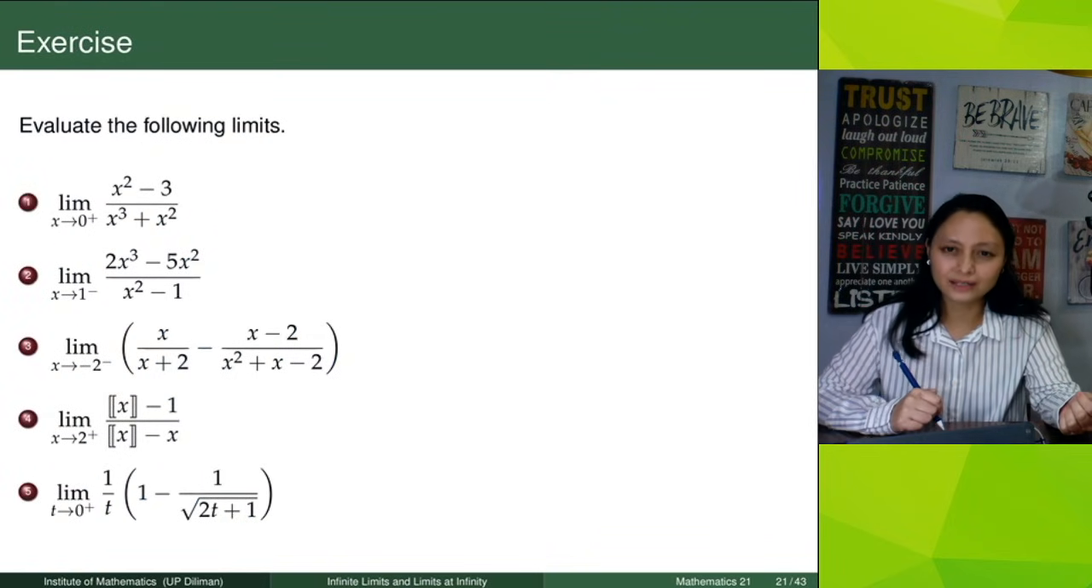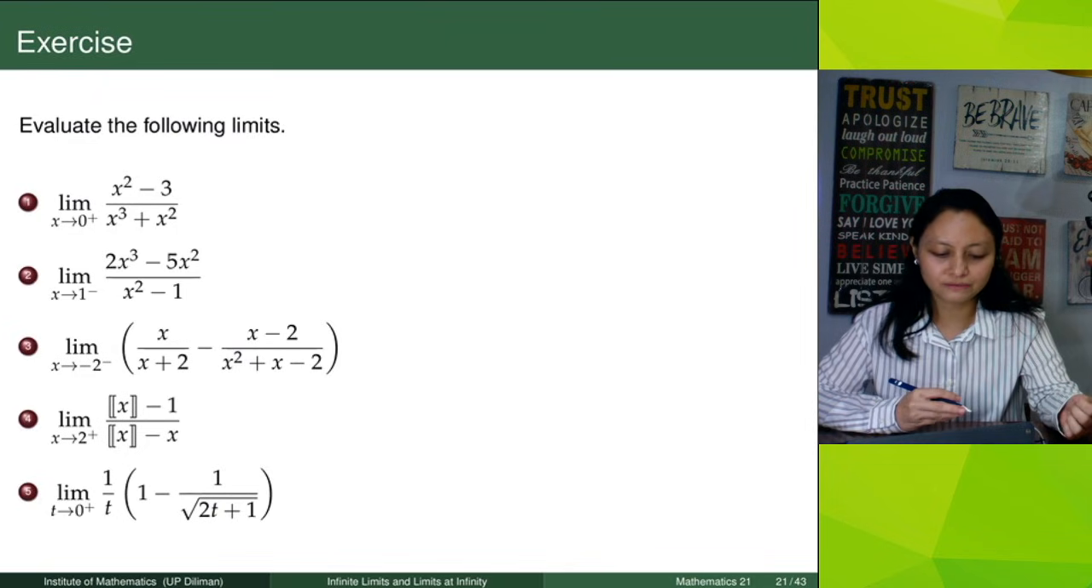Yan. So to check if you understood our lesson for today, yung first part pa lang ng lesson, you can try to work on these exercises.